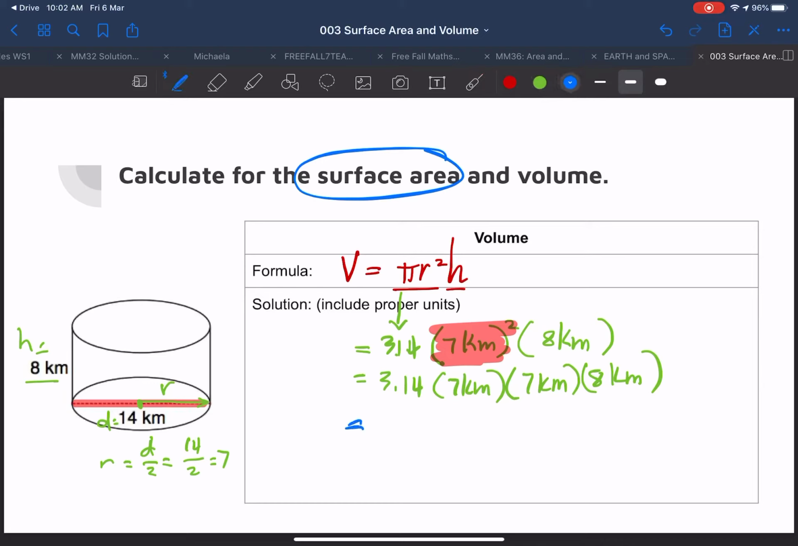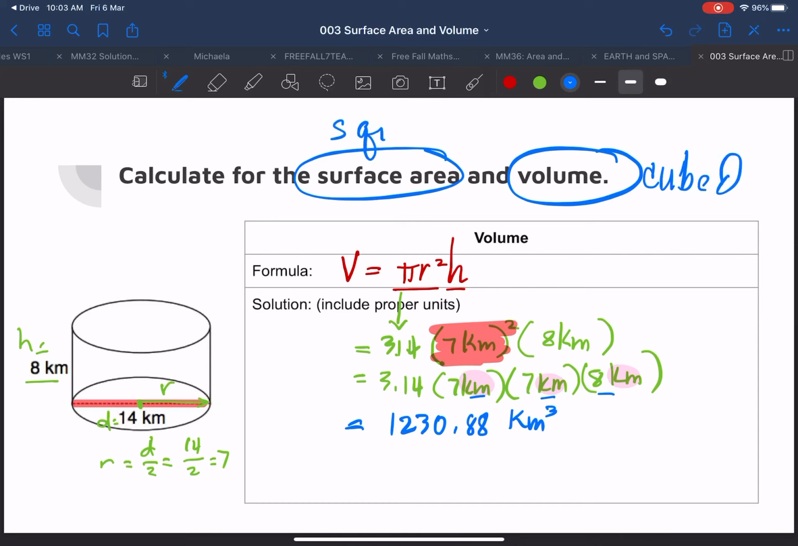Then all you need to do is multiply. Everything is multiplied. 3.14 times 7 times 7 times 8 will give you 1,230.88. Now, how many times does kilometer come out? Okay, 1, 2, and 3. So that means the unit is kilometers cubed. Volume is cubed. Area is squared.